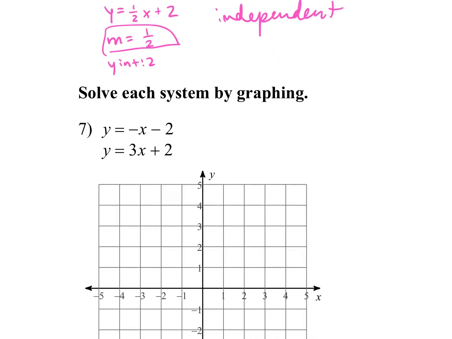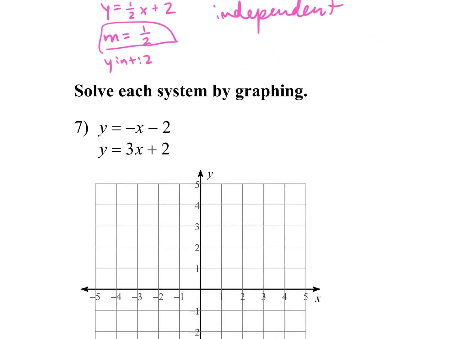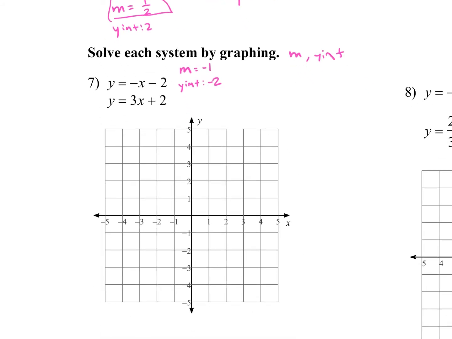All right, number 7. Here we're graphing. So to graph, we need our slope and we need our y-intercept. And then our answer is just wherever our lines intersect. So for the first equation, what's my slope? -1. And what's my y-intercept? -2. So first thing I want to do is plot what? Y-intercept. So I'm going to put a point at -2 on the y-axis. And then how do I do the slope of -1? Down 1 to the right 1, down 1 to the right 1. So then just connect your points.